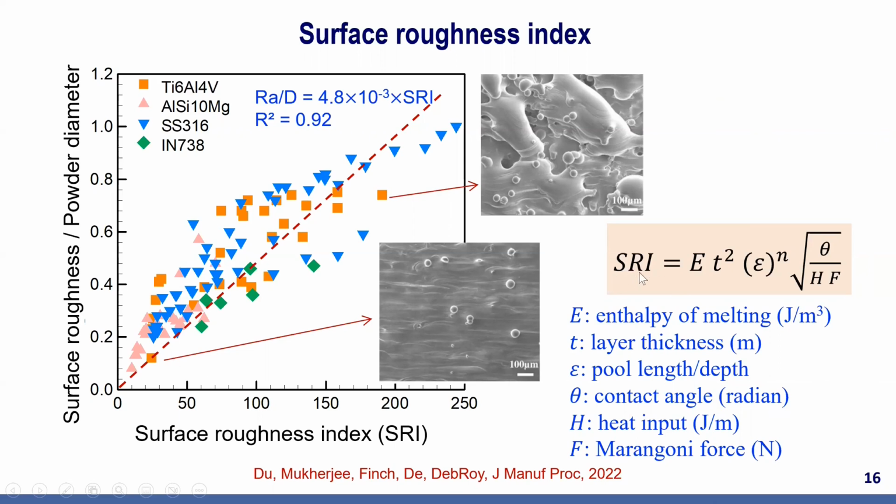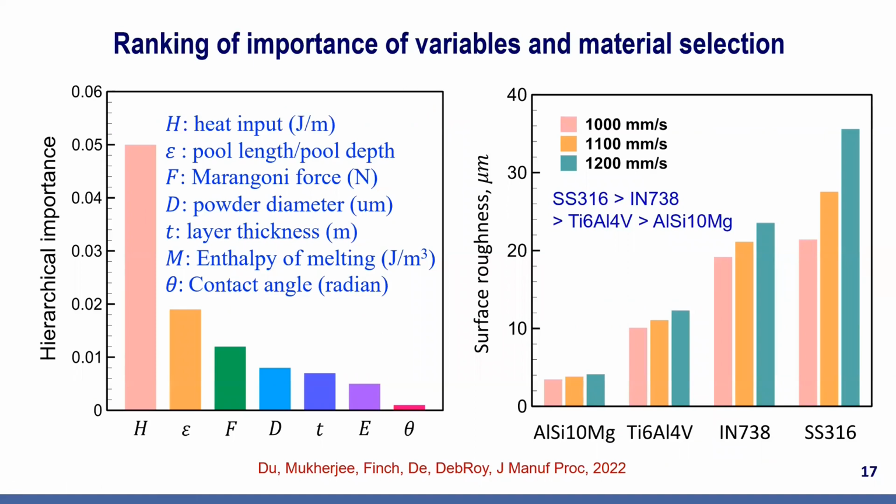For example, we developed a surface roughness index that we just published in the Journal of Manufacturing Processes. This surface roughness index depends on the enthalpy of melting, the layer thickness, the pool length to depth or aspect ratio of the fusion zone, the heat input in terms of the power divided by speed, and Marangoni force, which is the force due to surface tension gradient resulting primarily from the temperature gradient on the surface. A paper based on all of this work was just published last week in the Journal of Manufacturing Processes.